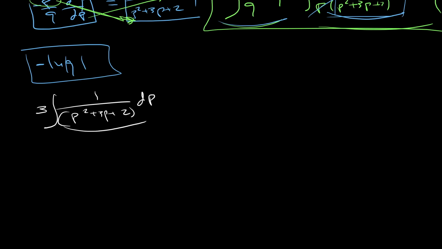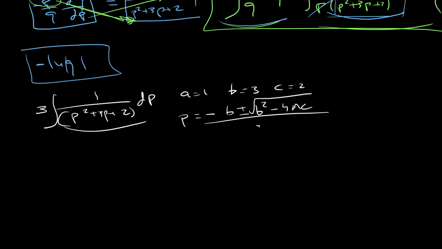So let's focus our attention just on this one. So a is equal to 1, b is equal to 3, and c is equal to 2. So in order to solve for p, that is equal to minus b plus or minus the square root of b squared minus 4ac, and then divided by 2a. So in order to find the solution, we just need to plug in the numbers, and you're going to get that p1 is equal to minus 2, and p2 is equal to minus 1. So these are the two values that we have to work with.